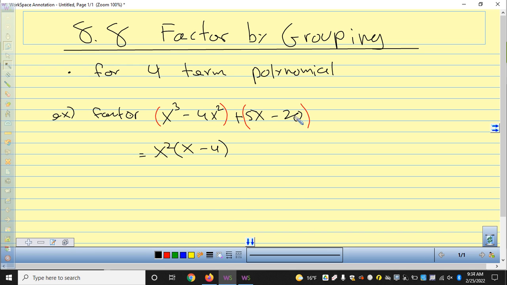And now I go to the second group and say, okay, what's the biggest number that goes into both 5 and 20? That is 5. So I'm going to pull that out. That's our greatest common factor here. When I take the 5 out of the 5x, I'm left with x. And when I take 5 out of 20, I have 4. For factor by grouping to work, these 2 things need to be the same.